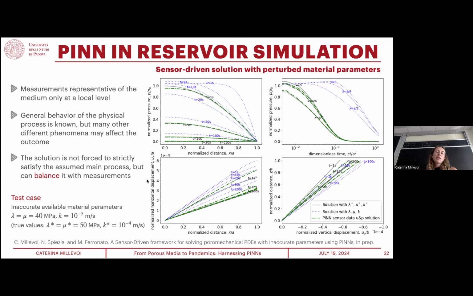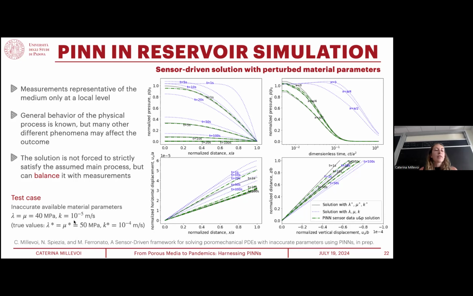We train our PINN with an inaccurate residual. So the parameters involved in the governing equations were inaccurate, affected by errors. For example, here we supposed to have lambda equal to 40 megapascal and k equal to 10 to the minus 5 meters per second. And we're supposed to have some measurements, and the measurements correspond instead to the real values of the parameters that describe your reservoir.